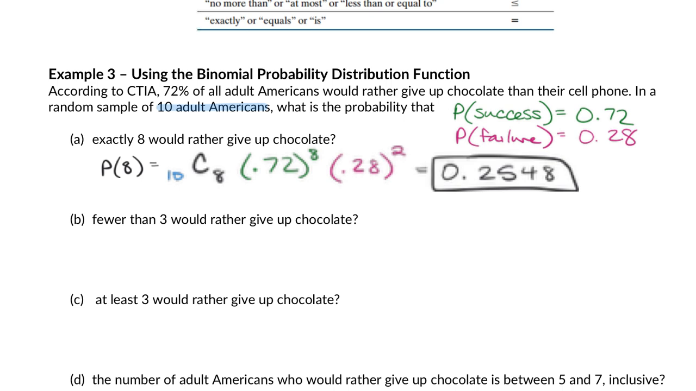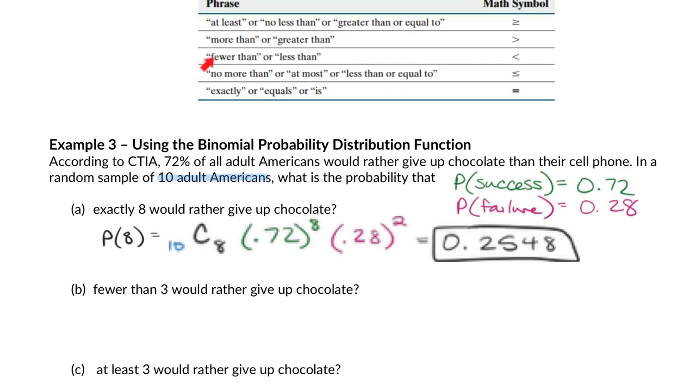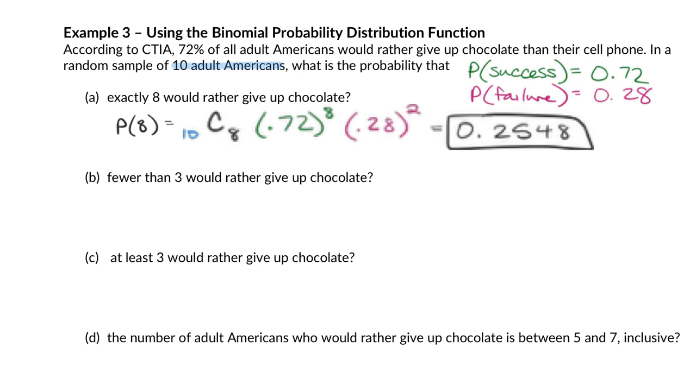Okay, here's how questions will probably be asked, though. They like to ask these kinds of questions. What is the probability that fewer than 3 would rather give up chocolate? Fewer than, if we look at the translation here, translates to the symbol less than. Great, so this problem is actually wanting us to do the probability that x is less than 3. So question for you, what are my options that are less than 3?